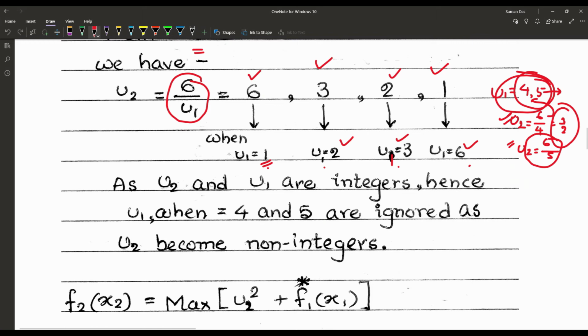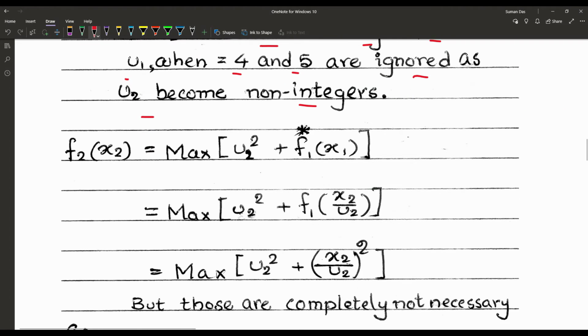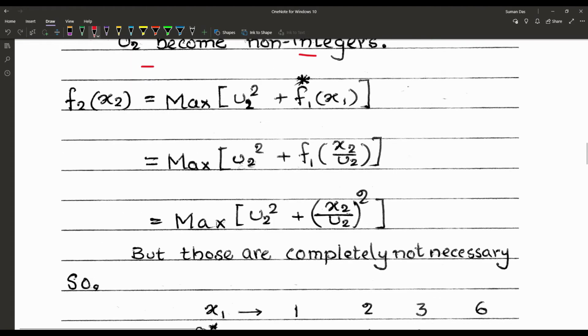So u2 has the values only 6, 3, 2 and 1 according to the values of u1, 1, 2, 3 and 6 respectively. As u2 and u1 are integers, as already described, u1 values 4 and 5 are ignored, as u2 becomes non-integer. So what happens to the recursive function for f2 x2?